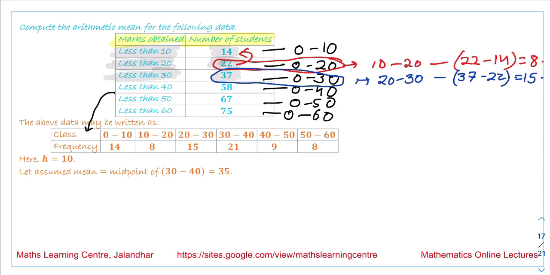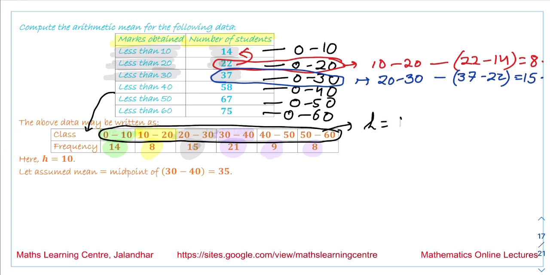The classes we have are 0 to 10, next 10 to 20, next 20 to 30, next 30 to 40, and the corresponding frequencies: for 0 to 10 the frequency is 14, next 8, next 15, next 21. Likewise we have frequencies 9 and 8. Now if we look at these classes, the value of h that we will have is equal to 10.